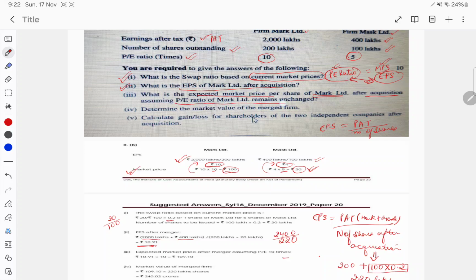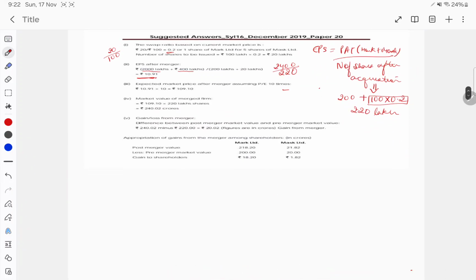The question is telling that the PE ratio will remain the same, that is 10. So how will you calculate market price after acquisition? It will be basically the earning price after acquisition into number of shares after acquisition. The earning price we have calculated above came to 10.91. We are calculating market price now, so it will be PE ratio. The PE ratio, it is saying in the question, for Mark Limited will be the same, that is 10 times. So the market price comes to 109.10.